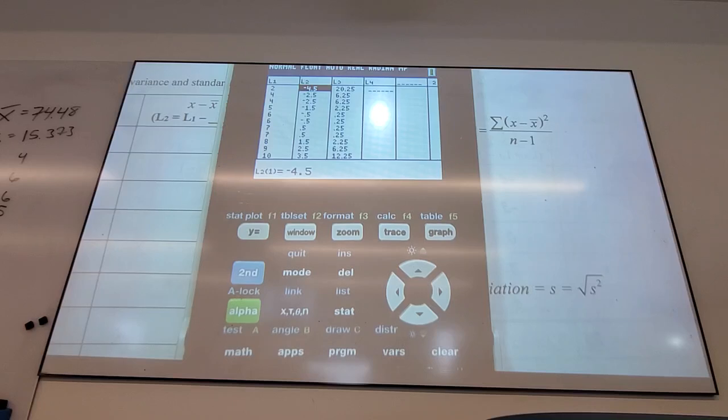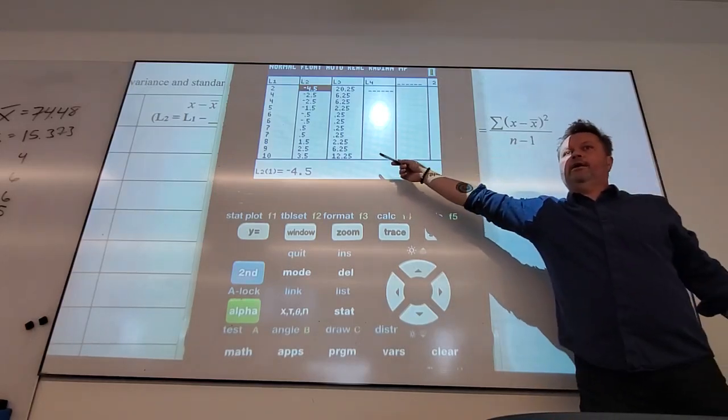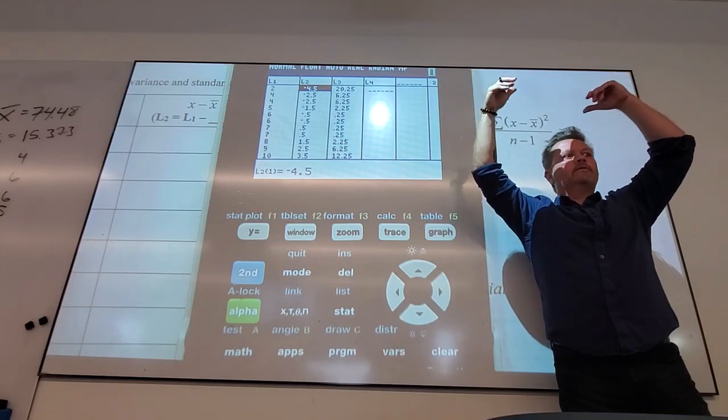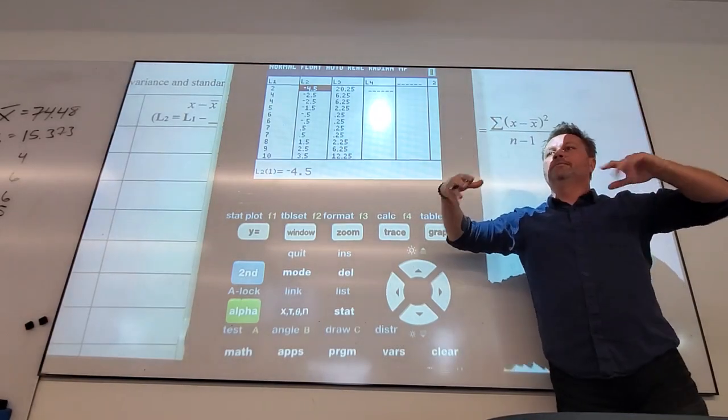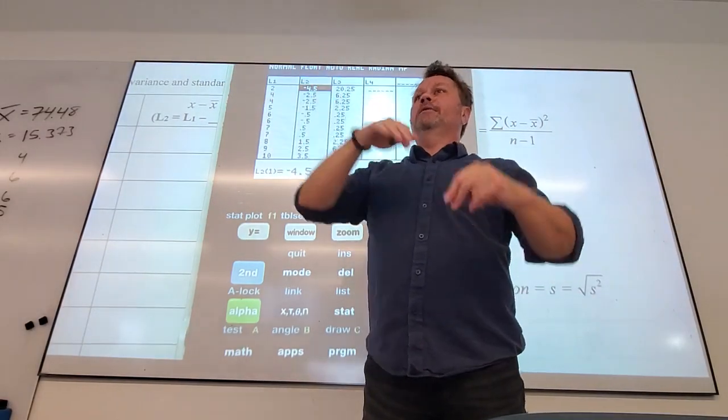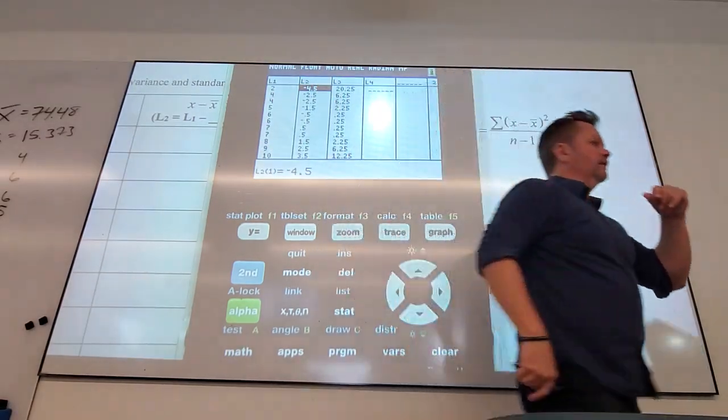Now, what are you hoping this calculator can do? What do we want to do with all the stuff in L3 now? What do we want to do with all the squared distances? Add them, because we're trying to find an average. Of course I want to add them. Right? And thank God this calculator can do that.